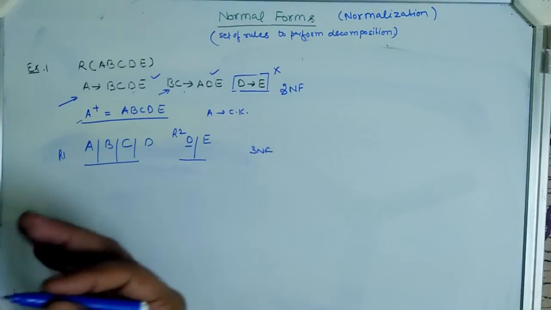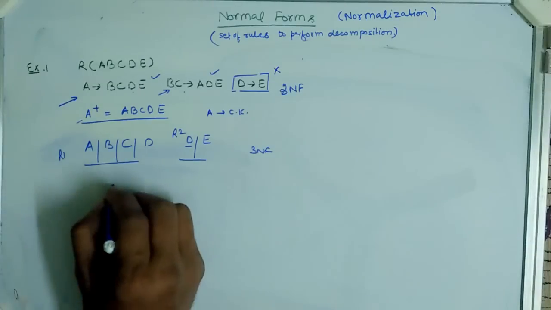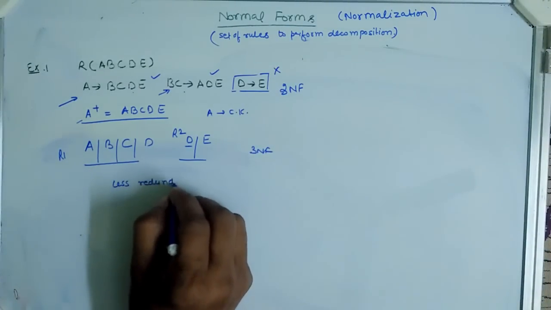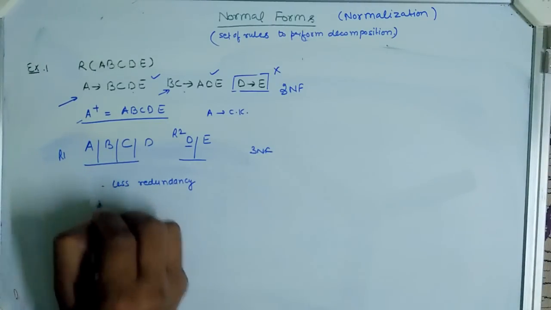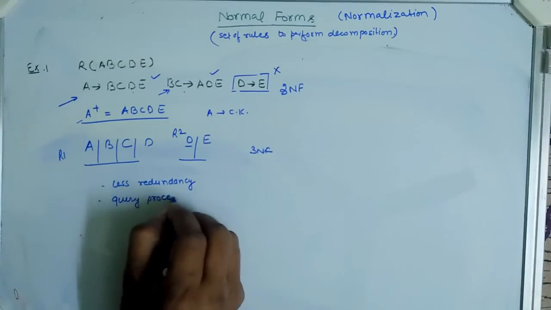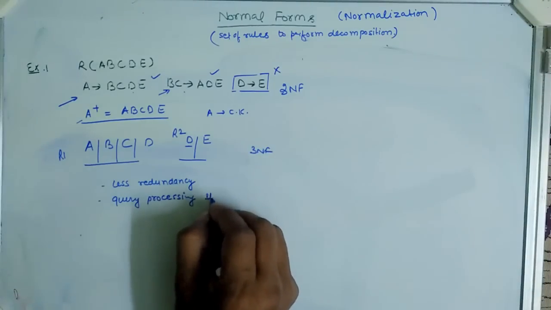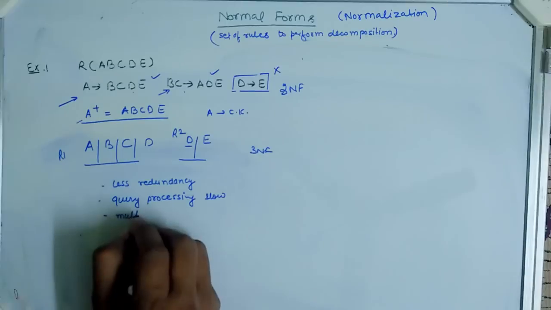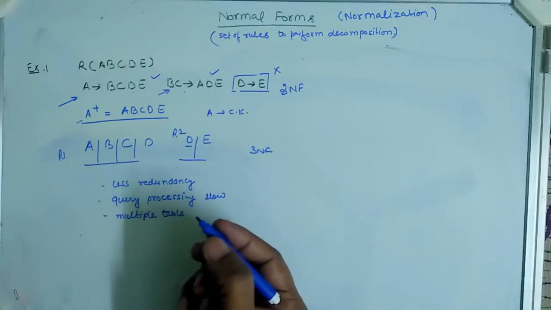So as you proceed to higher normalization, it will lead to less redundancy. But along with that, the query processing time in the tables is slow, and we have multiple tables. So this is the side effect of the decomposition or normalization.